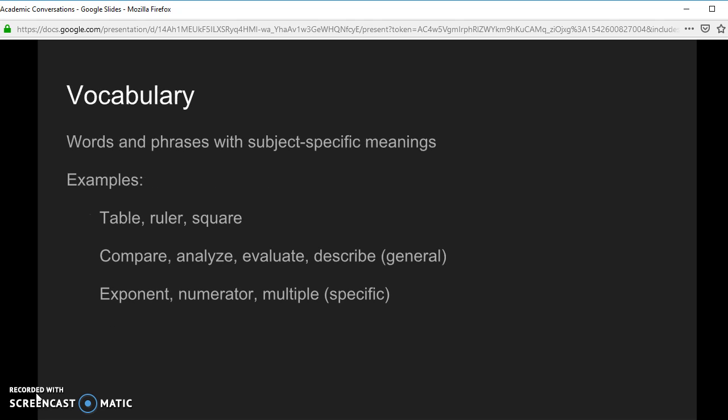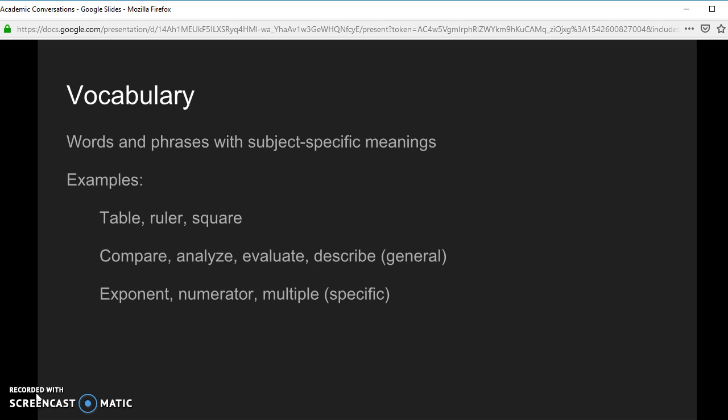ideas. The vocabulary are the words and phrases with subject-specific meanings. So some of the examples can allude to objects: table, ruler, square. Zooming out a little bit, with polygons, or we have rectangles, circles, other various shapes. Again, some of the words that we were talking about with the language functions: compare, analyze, evaluate, describe. Those are vocabulary, but those are general vocabulary terms. They can be applied to English, math, science, social studies, and the like.